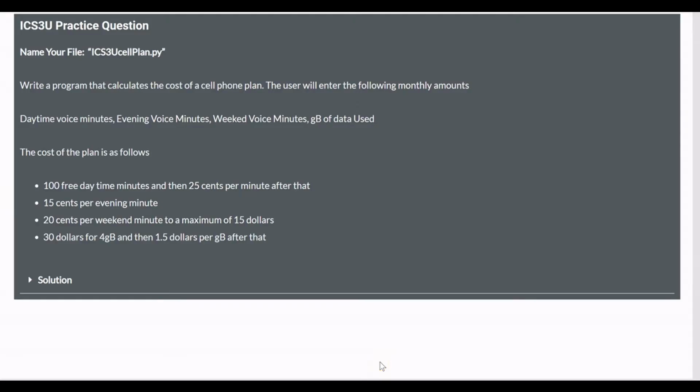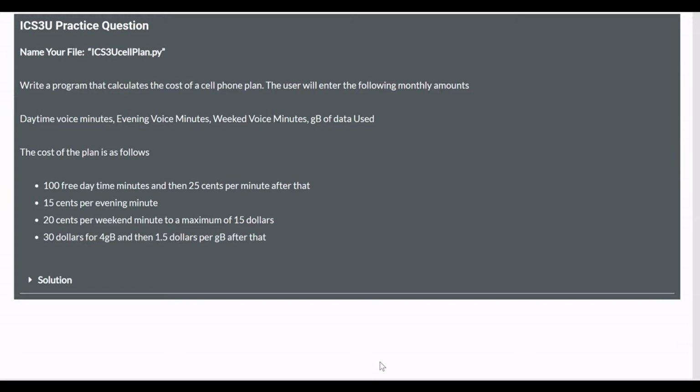All right, in this program we have been asked to calculate the cost of a cell phone plan. In the cell phone plan, there are daytime voice minutes, evening voice minutes, weekend voice minutes, and some data. So it costs a different amount based on how much you actually enter.